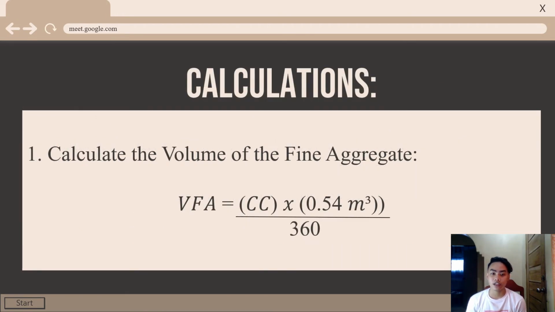So here are the calculations that we will use in tabulating data. To calculate the volume of the fine aggregate, we need VFA is equal to CC, which stands for concrete cement, multiplied by 0.54 cubic meters over 360. For the volume of the coarse aggregate, we also have the concrete cement times 0.81 cubic meters over 360.